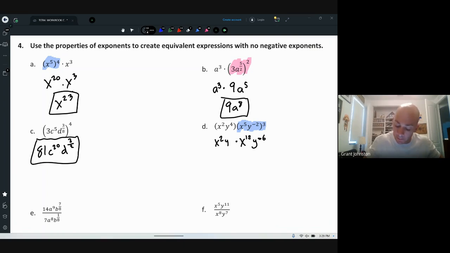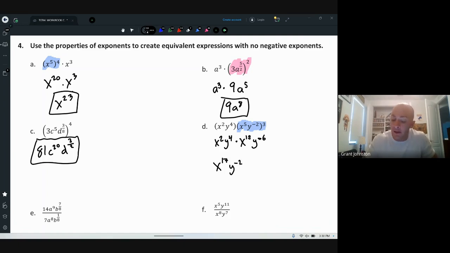I'm going to rewrite. So the x to the 2nd and the x to the 15th can combine to make x to the 17th. Now the y to the 4 and y to the -6, well, remember, we're adding them together, right? 4 plus -6 would be -2.